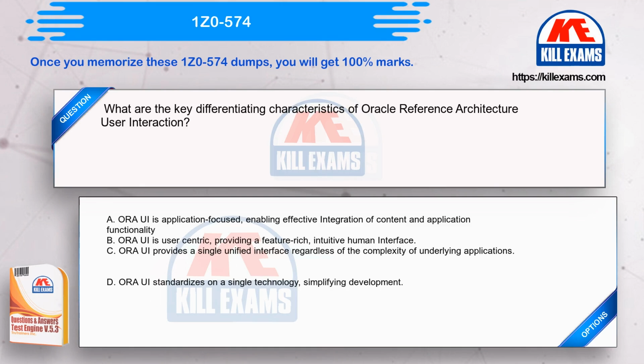What are the key differentiating characteristics of Oracle Reference Architecture user interaction? Option A. Aura UI is application-focused, enabling effective integration of content and application functionality. Option B. Aura UI is user-centric, providing a feature-rich, intuitive human interface.